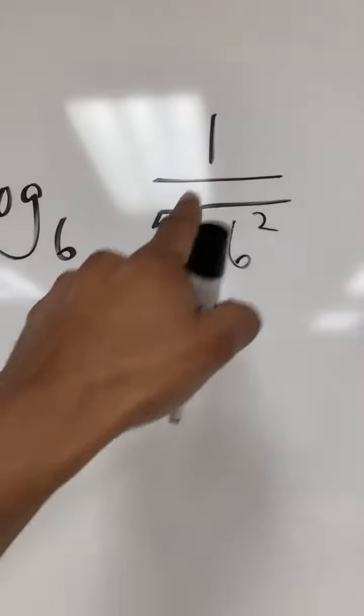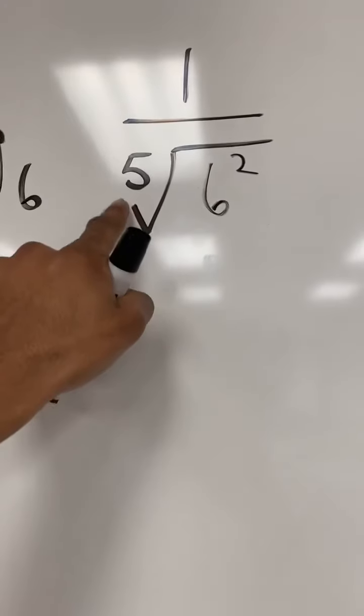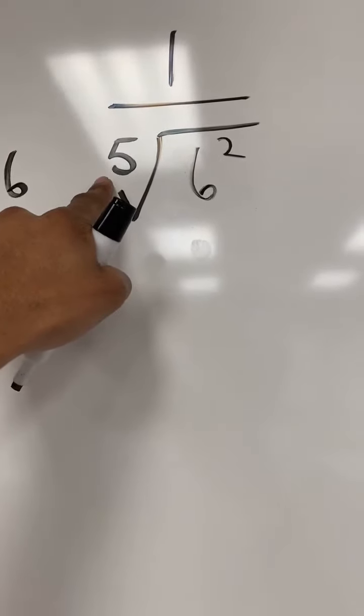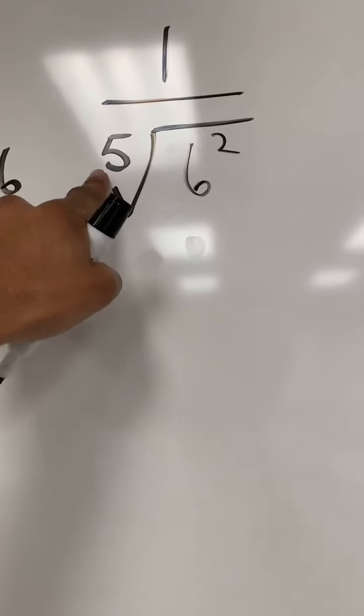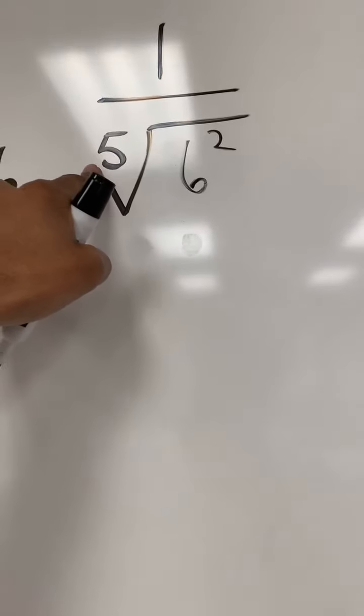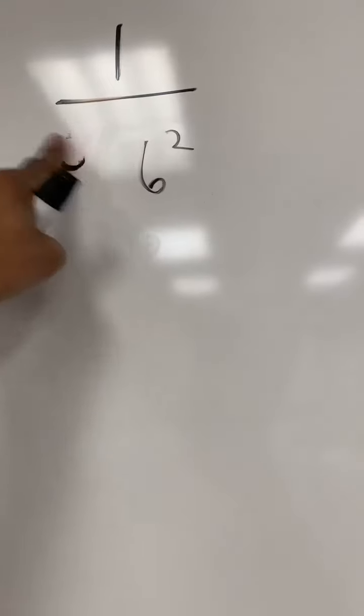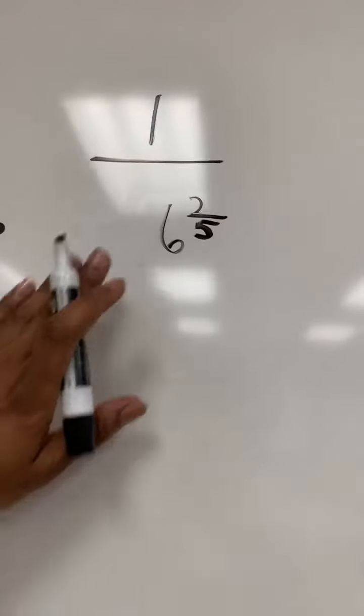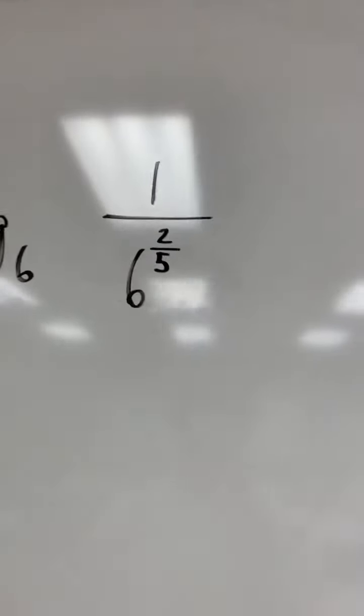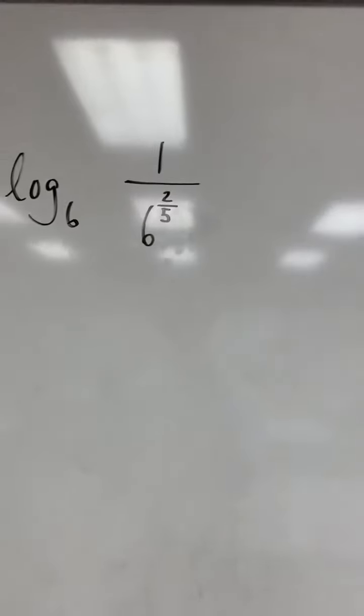All right, the next thing we want to think about is, remember what this 5th root means. The 5th root is letting you know what your denominator is, and it's going to be the denominator of your exponent. So when you see a 5th root, what you're really thinking about is this being over a 5. Let me rewrite that because that doesn't look good. So now we're looking at a 6 raised to the 2/5 power. And all of this is just me rewriting it.